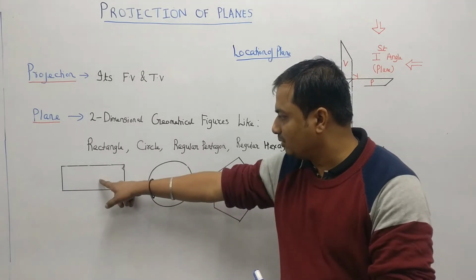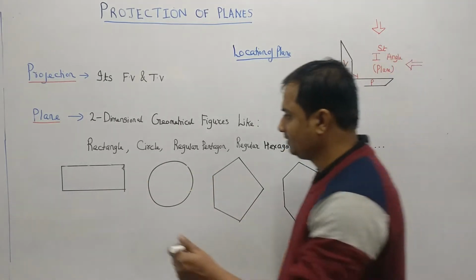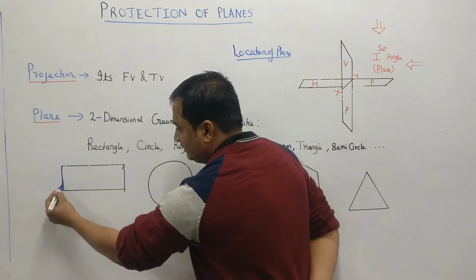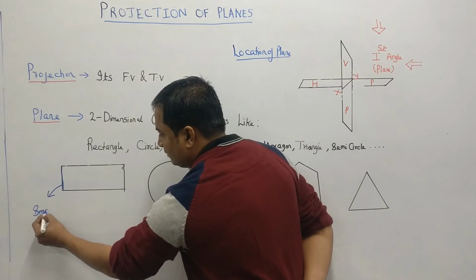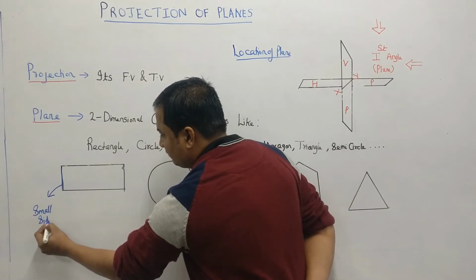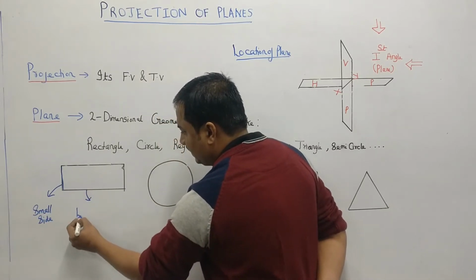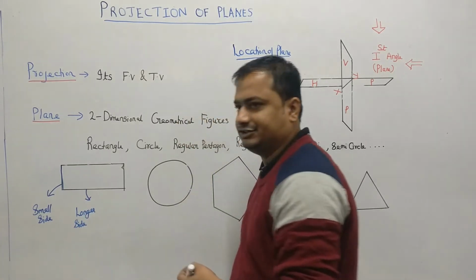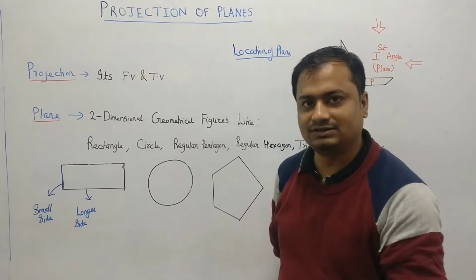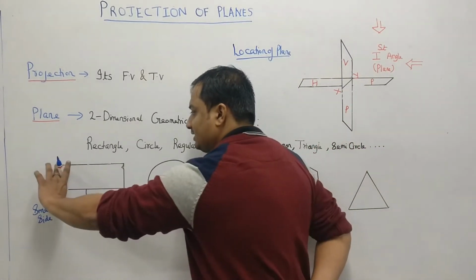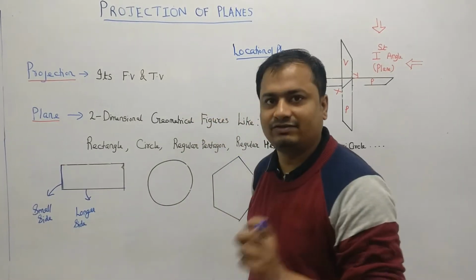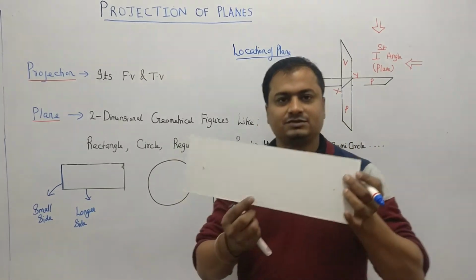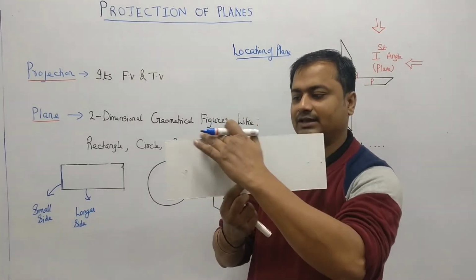Take this rectangle. There are 4 sides of this rectangle. This side is called the smaller side of the rectangle, and this side is called the longer side of the rectangle. You can also use the term edge, so edge and side are the same here. This is the smaller side and this is the longer side. This is very important, you must keep it in mind.